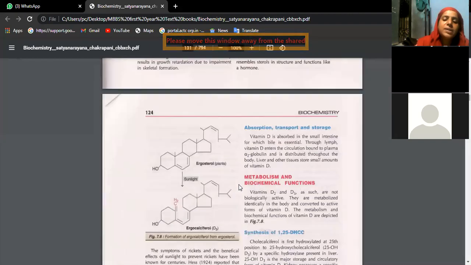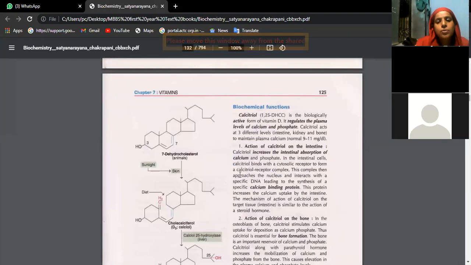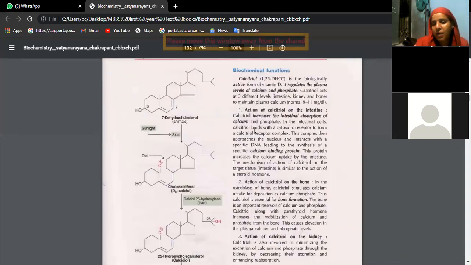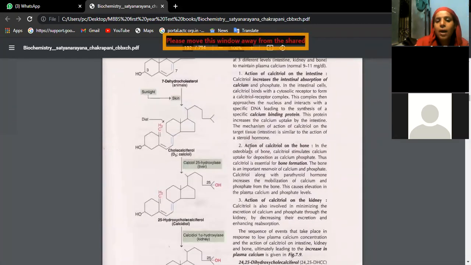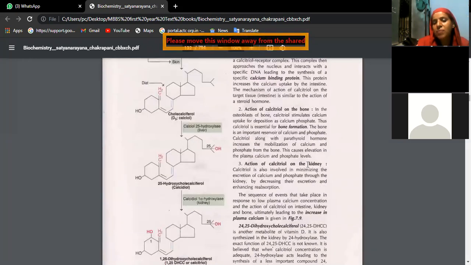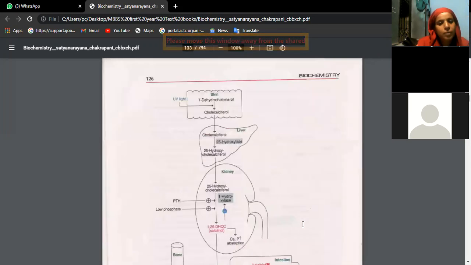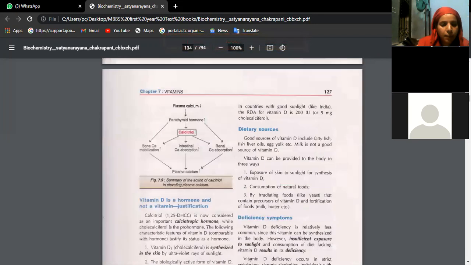Now let us see the functions of vitamin D. Basically it helps with calcium absorption, which we have studied in the flow chart: calcitriol increases absorption of calcium from the intestines. Regarding the action of calcitriol on bone, if calcium is more, it helps in bone formation. If calcium is less in blood, it causes bone resorption and mobilizes calcium from the bone into the blood. It also helps in the reabsorption of calcium from the renal tubules of the nephron. That is all written in the theory way.